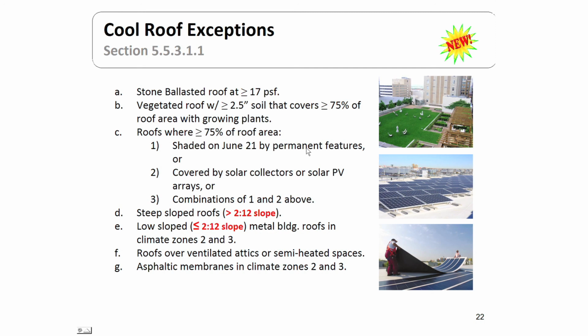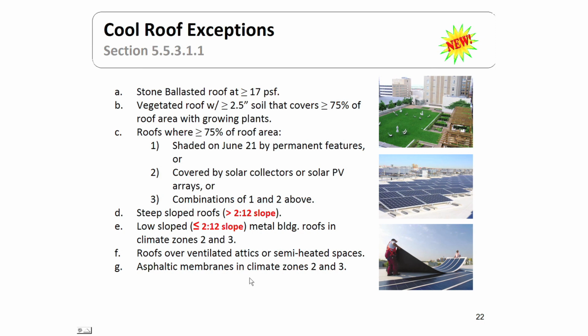If your roof is shaded, that is 75% of it is shaded on June 21st by permanent features. If your roof is covered by solar collectors or solar PV arrays, things like that. Any combinations of those would be exempt. If your roof is steep, and their definition of a steep roof is 2 and 12, as shown right here, that's exempt. Or if you have a low-sloped roof in climate zones 2 and 3 and it's a metal building, that's also exempt.